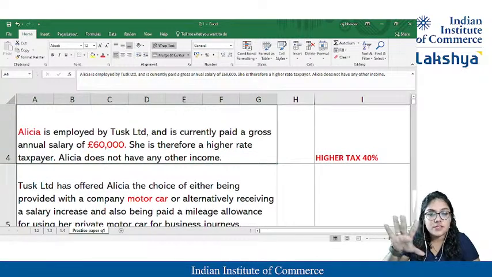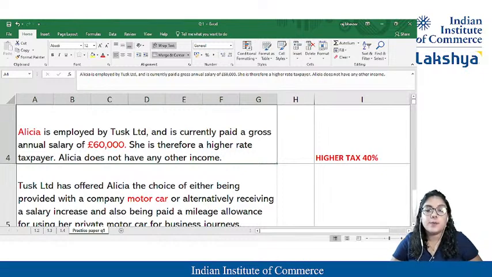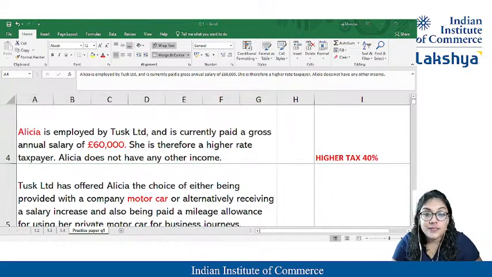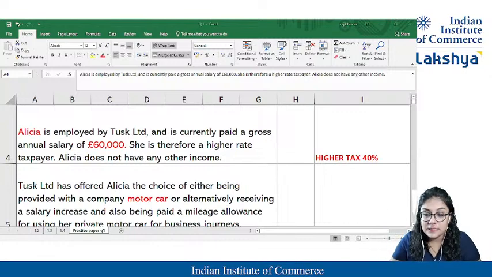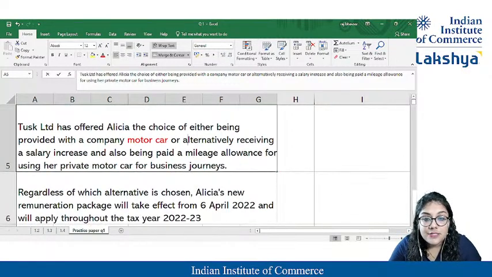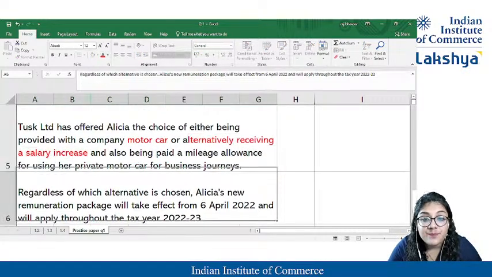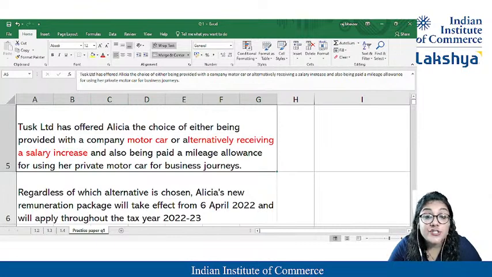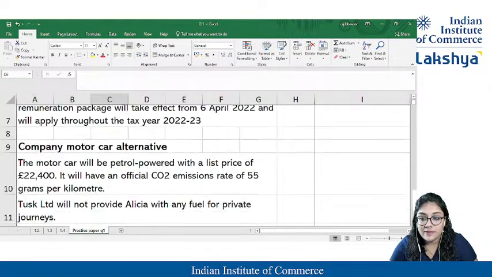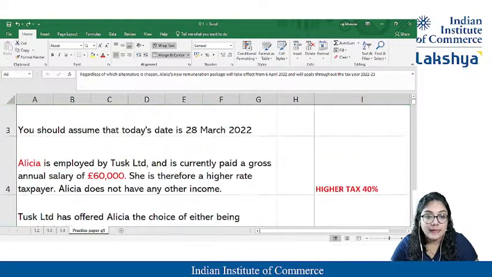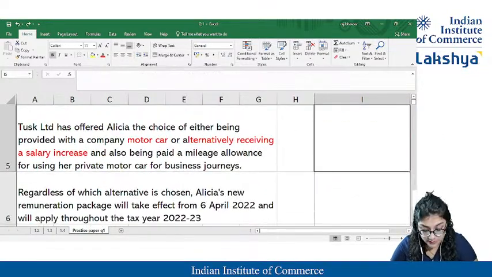Okay, if I just understand this much. For the first part, when I talk about salary, guys, you should be sure that if you are getting something extra, my first year salary was 60, but over here they have written, she may alternatively receive an increase in the salary. Alternatively means she can either get the motor car or she can receive an increase in the salary. If there is an increase in the salary, what do you think can happen? What could be the alternative?